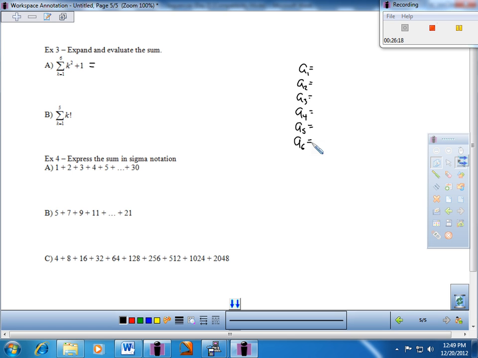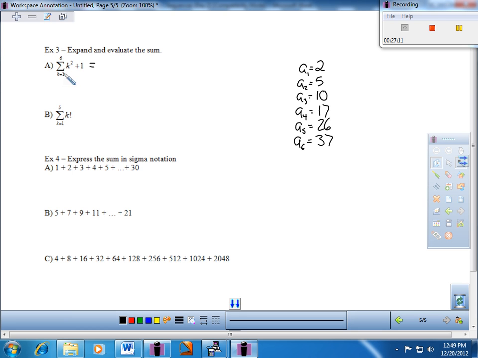A sub 1 means very simply put in 1 for k. 1 squared plus 1 is 2. A sub 2, so then I do the next one. 2 squared plus 1 is 5. Next input is 3. 3 squared plus 1 is 10. Okay. Next input would be 4. 4 squared plus 1, 17. Next, 5 squared plus 1, 26. 6 squared plus 1, 37. And now I stop.